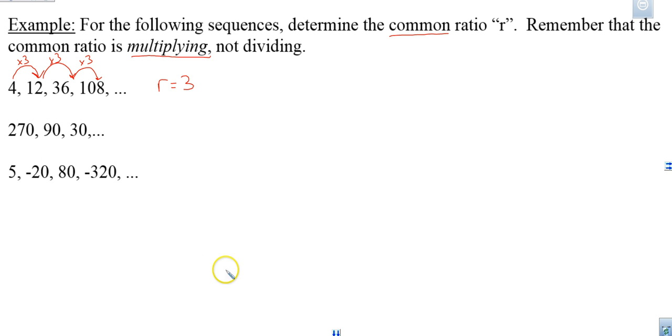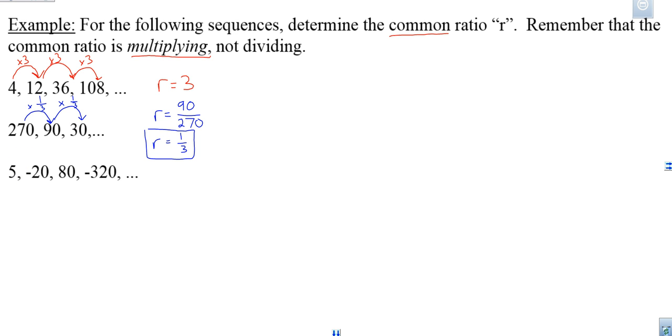Now for the next sequence, 270 to 90, you might be able to figure out that visually we are dividing by 3. But we don't want division, we want multiplication. Now a little trick that you can use, very similar to what we did for arithmetic sequences, take the second term, 90, and then divide by the first term, which is 270. Now in this case, I would want that reduced. 90 over 270 actually reduces to 1 over 3. So in this case, we're multiplying by 1 over 3, and remember that is the same thing as dividing by 3. So our common ratio r is 1 over 3 for that one.